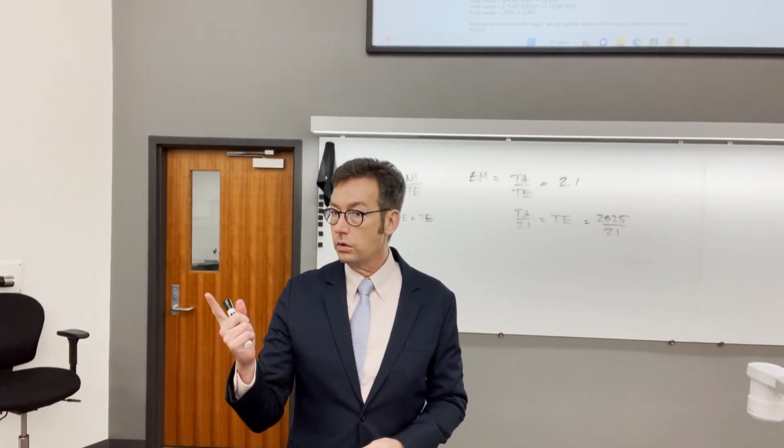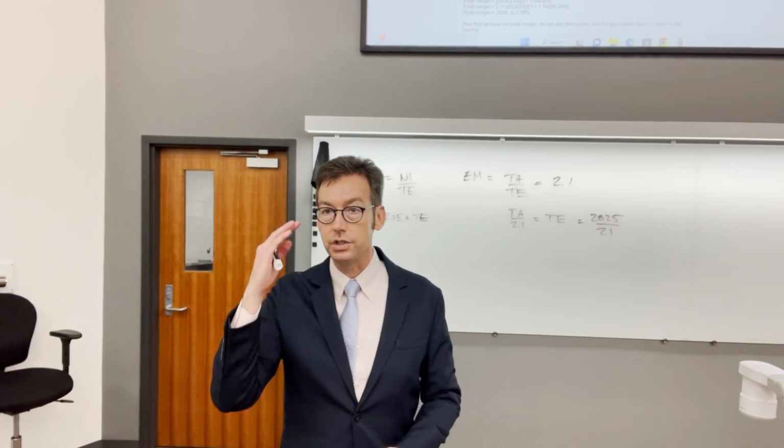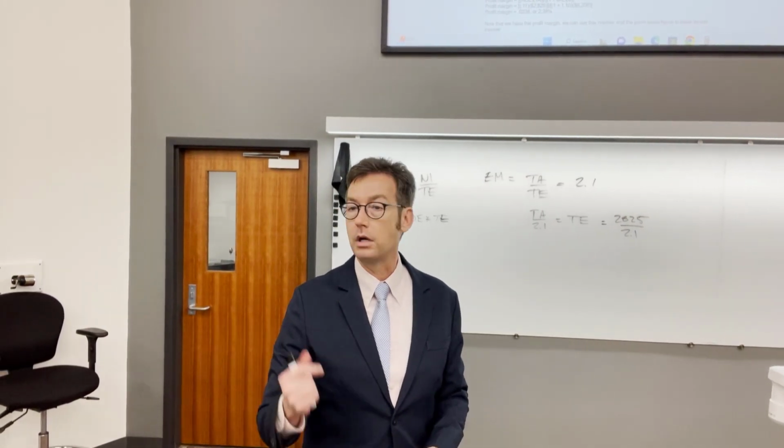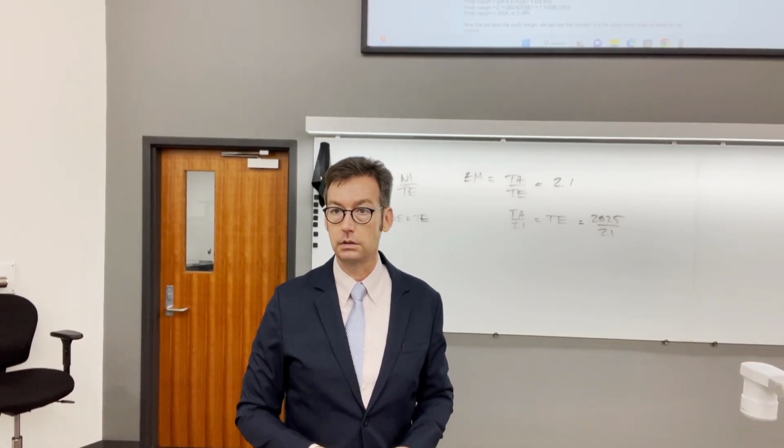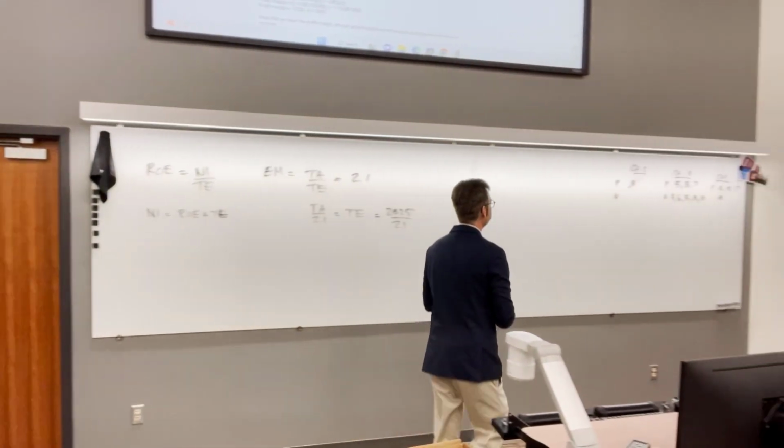Wasn't that a cool little shortcut? 1 plus the debt to equity ratio is equal to the equity multiplier. It's just total assets over total equity. Bada bing, bada boom, you've got your total equity. Questions? Okay.